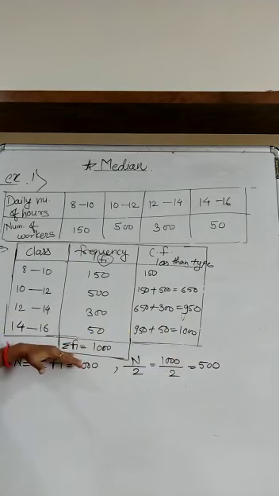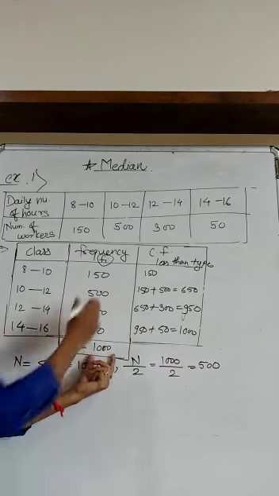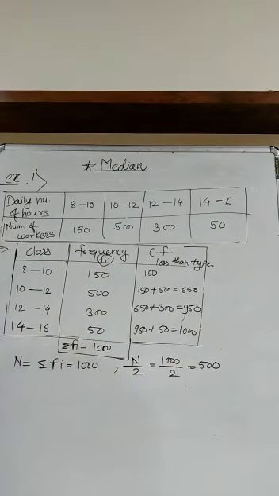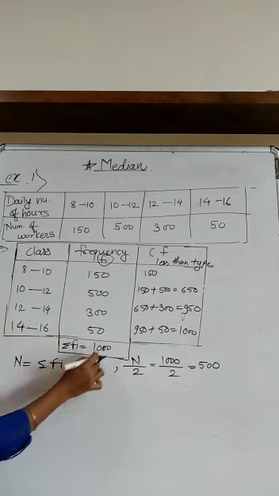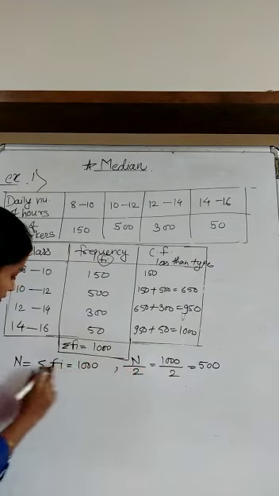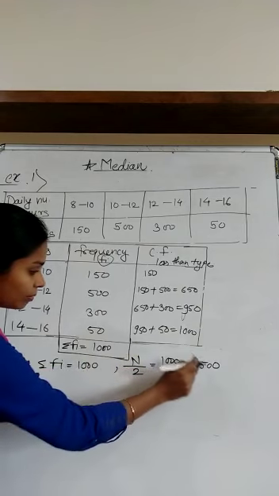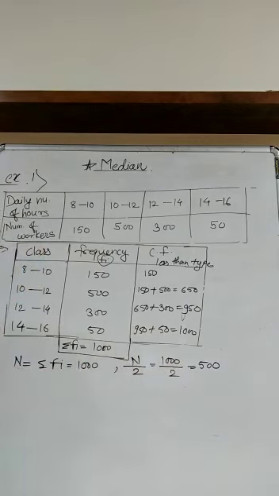Now as we know, summation of the frequencies, we add all the frequencies, and here the addition of all the numbers is 1000. Here I have written, as per our formula of the median, capital N, that is the total frequency, equals summation of Fi, which we got as 1000. So take that as it is. Then N by 2: total frequency 1000 divided by 2, we got 500 here. Now the next part is that we have to choose the median class.